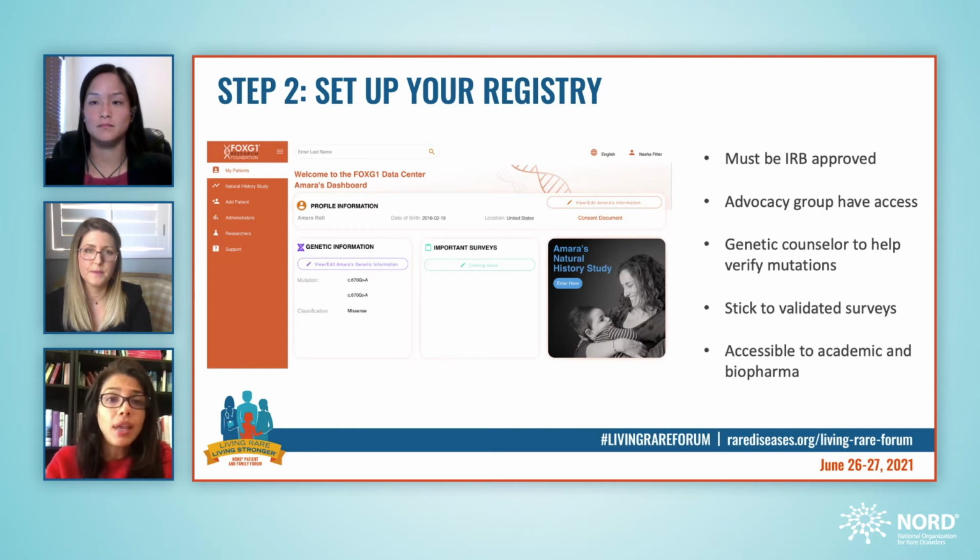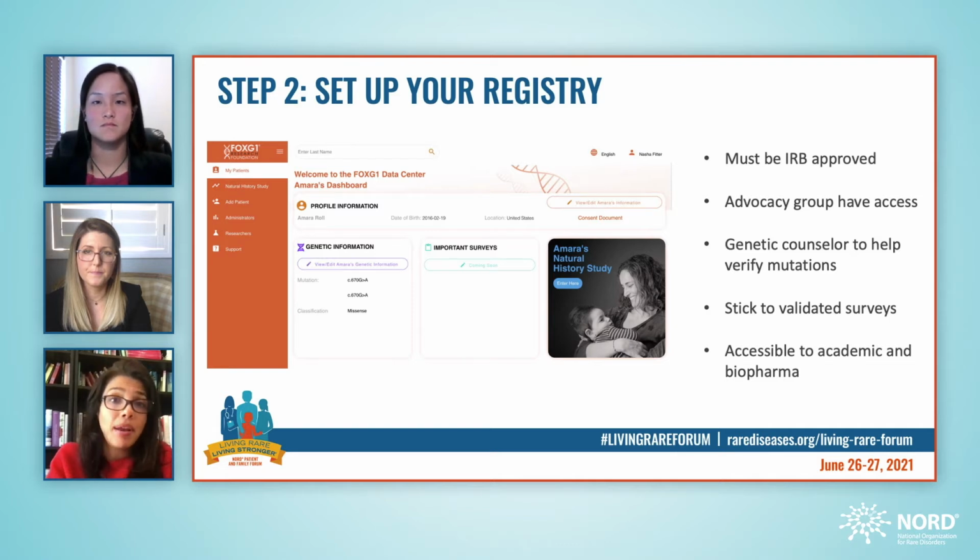And in our case, we had a genetic counselor on our scientific advisory board who really helped us verify mutations. So we asked our parents to upload a genetic report, and then we verified that their children did, in fact, have FOXG1 syndrome. This was really important. So that's the second step, setting up your registry. And a registry is really for patient-reported outcomes.